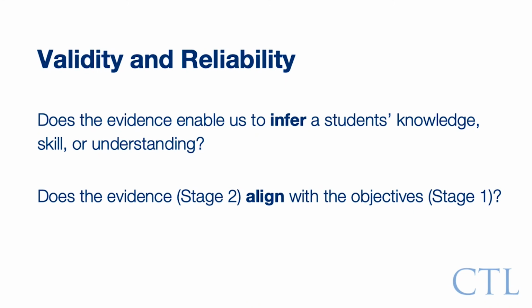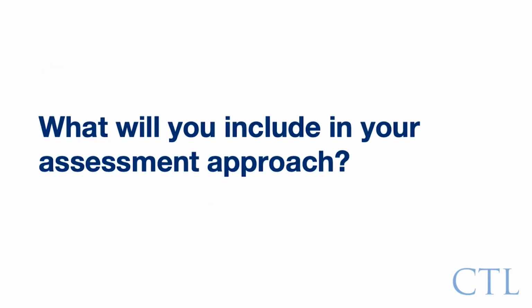Questions to reflect on include, does the proposed evidence enable us to infer a student's knowledge, skill, or understanding? Does the evidence from Stage 2 align with our objectives from Stage 1? With your articulated course learning objectives in mind, what will you include in your assessment approach to gauge student progress toward achieving the objectives? How might you integrate formative and summative assessments? How might you involve your students?